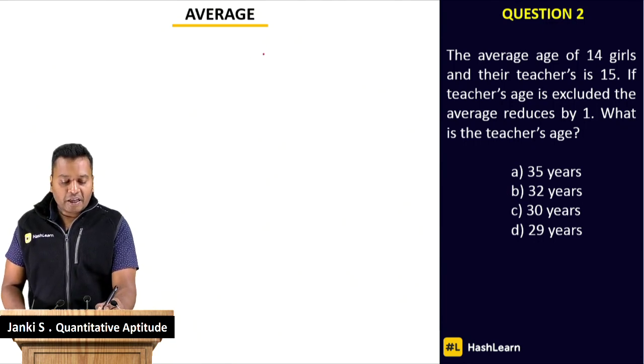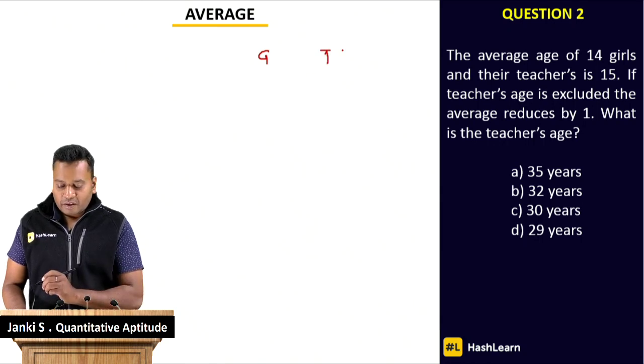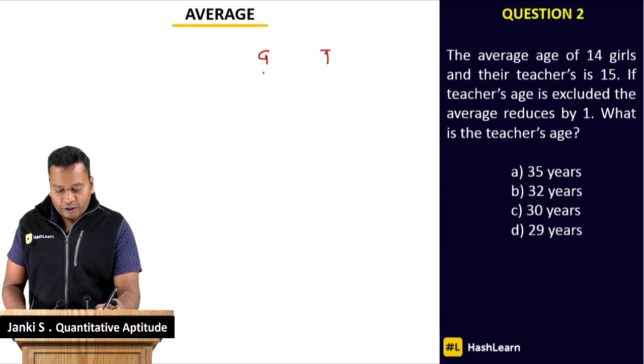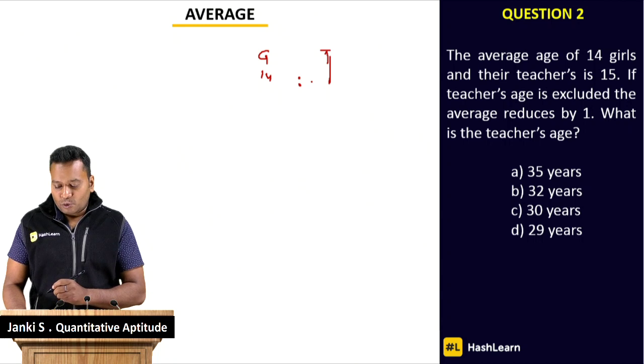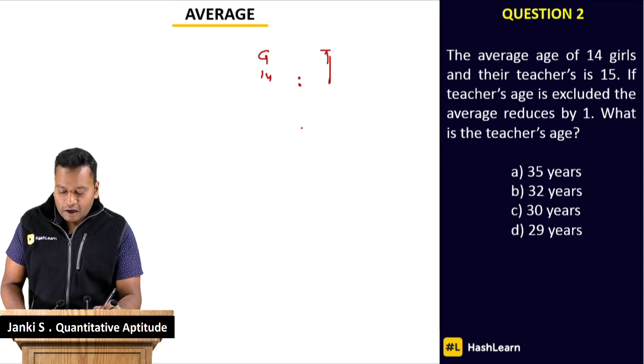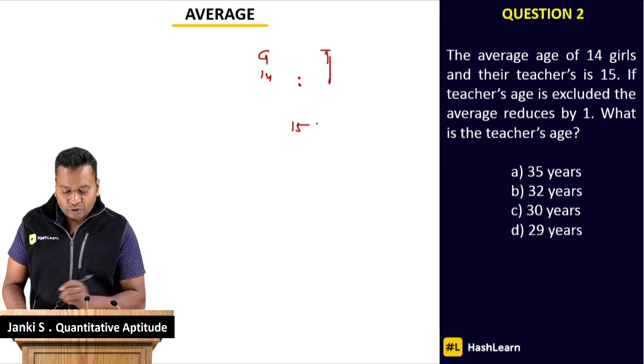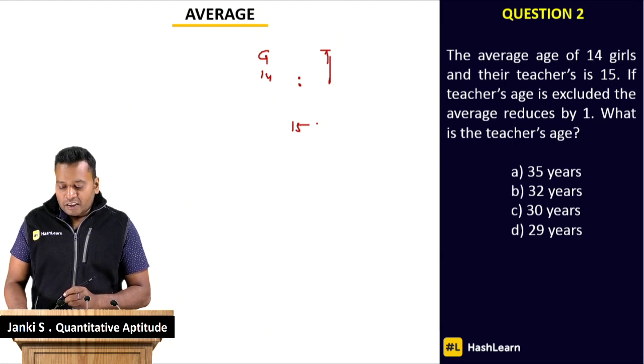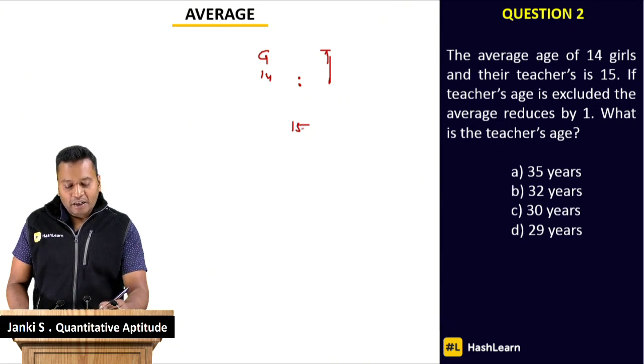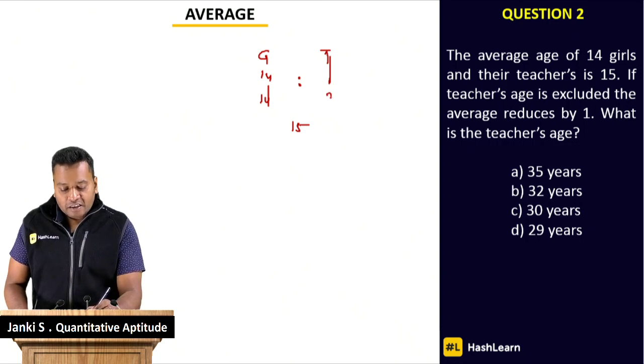So what are my two groups? The girls and the teacher, right? There are 14 girls and one teacher, that means they are in the ratio 14:1. Now it's given that the average of these people is 15. If the teacher is excluded, the average age of these 14 girls will be one lesser than this, that means 14 itself. And let's say the teacher's age is x here.